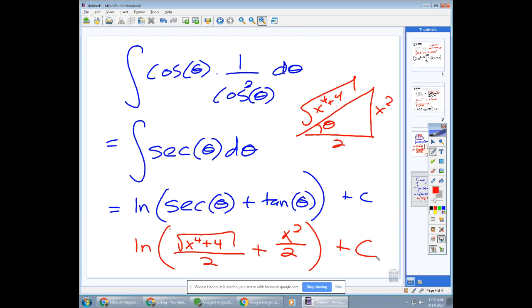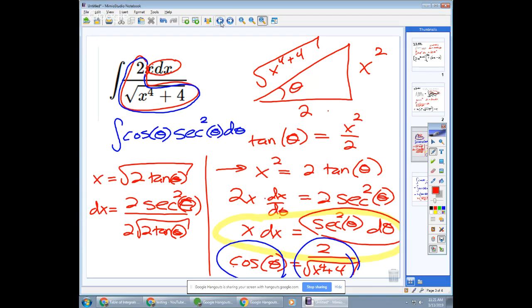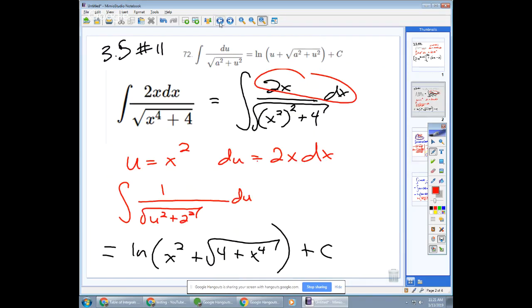Does that match the answer we got before? No, there's a plus 2 on the bottom. Oh no, it doesn't match. Did we mess up? What's that? Yeah, so I'm going to show you how the plus C plays into this. Okay. So the table said the answer should be x squared plus the square root. Now we have a divide by 2 in each of those.